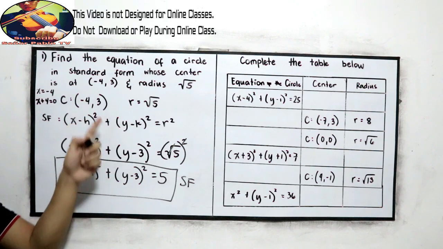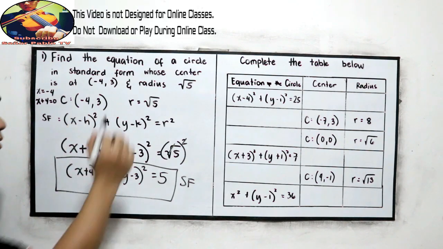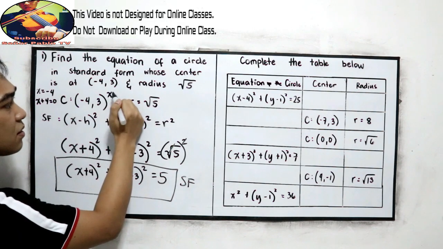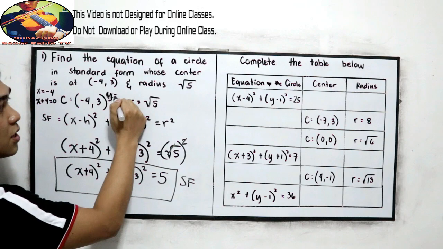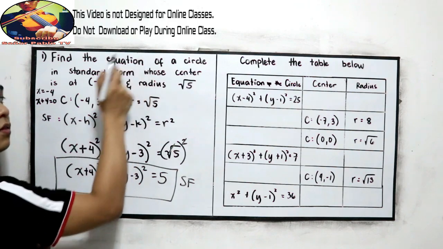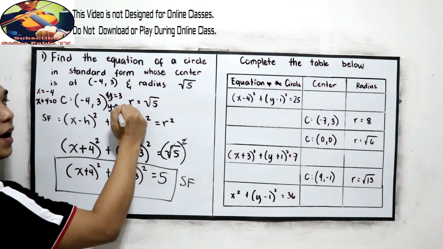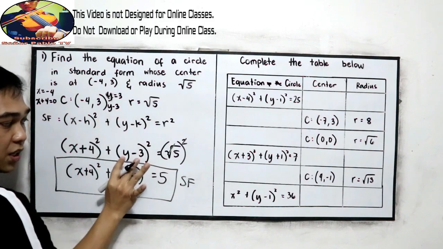And sir, why will positive 3 become negative 3? Because y is equal to 3, move to the left side, y minus 3. Y minus 3.